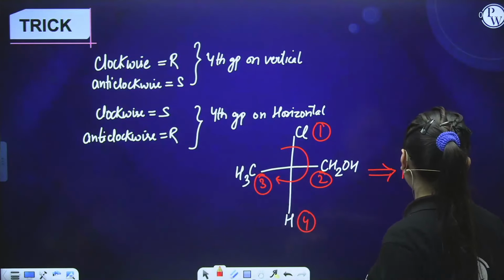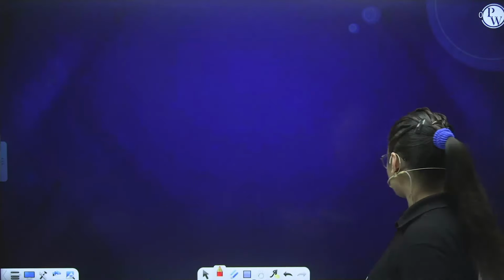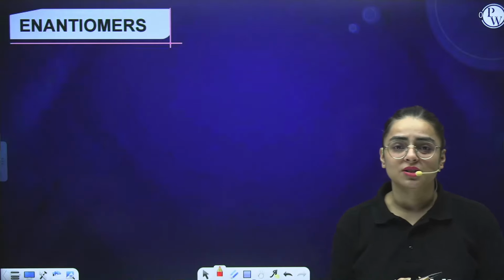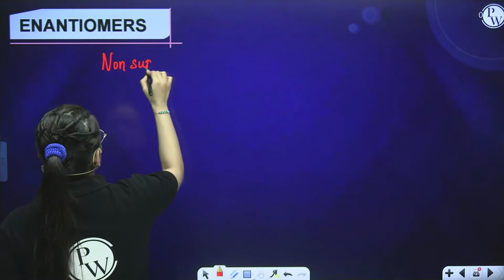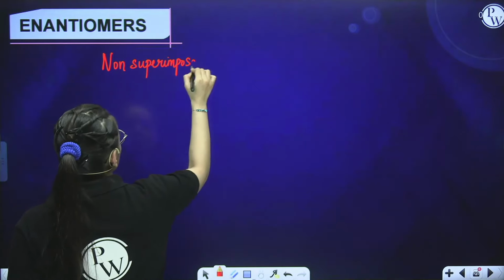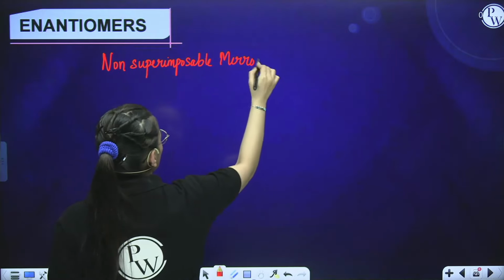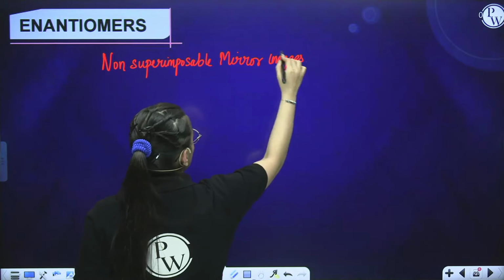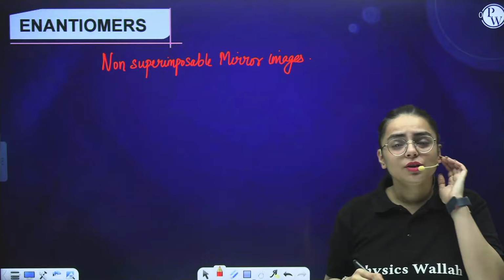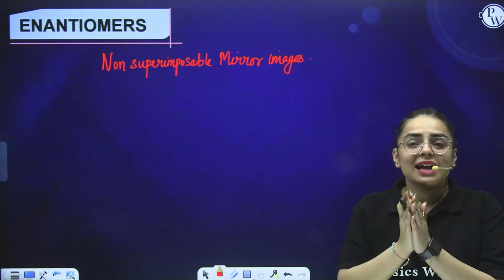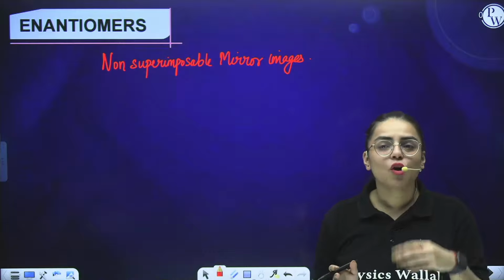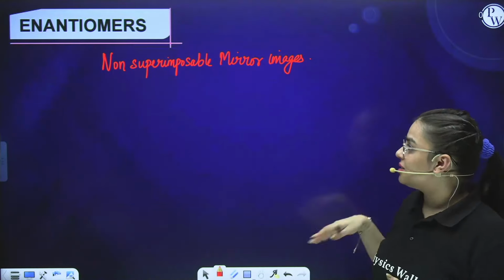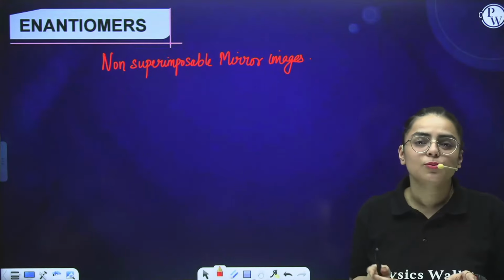So likewise, you can do the following questions in your DPPs also and from the different books also. Now comes our next topic, students, that is enantiomers. What are enantiomers? Enantiomers are basically non-superimposable mirror images. Here what you observe is that they have the same physical properties and can't be separated by fractional distillation, and chemical properties remain same throughout. They have optical rotation in different directions as well. So these are the basic things that you should know about enantiomers.